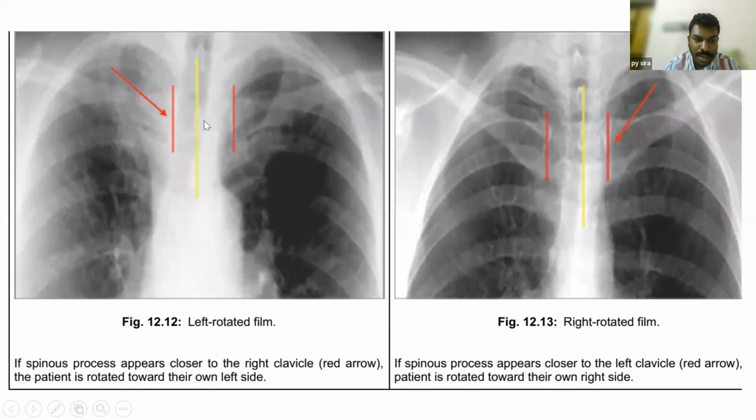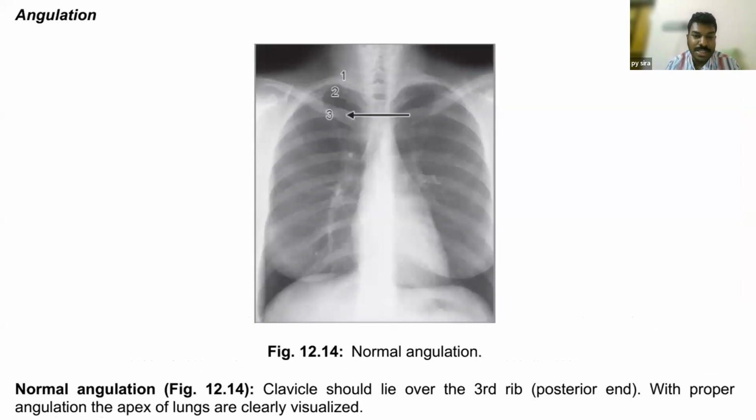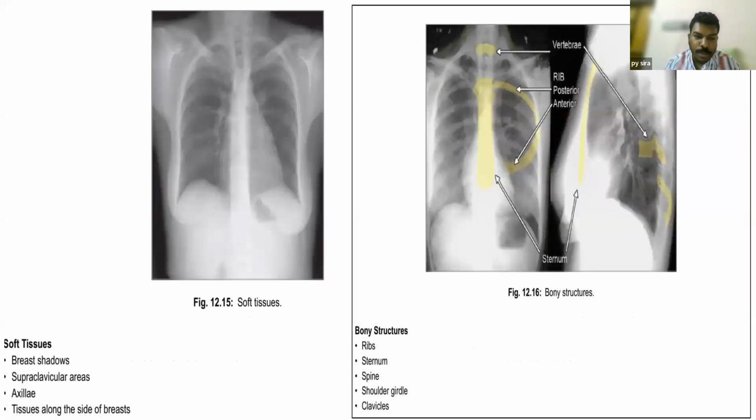If you take here, there is going to be increased distance. Whenever there is an increased distance, it means that the film is rotated towards the side which has the increased distance. Increased distance, that is very important. Then you have to comment about the breast shadows.